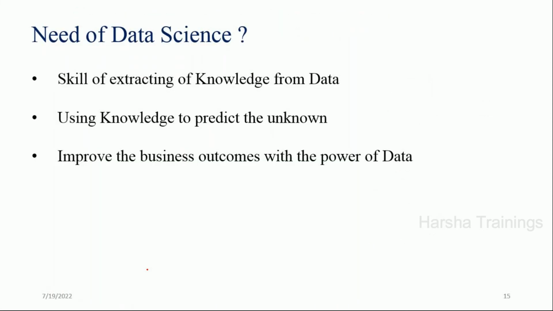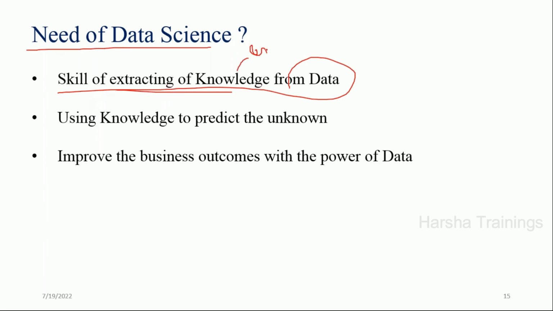Now, what does every data scientist need? The skill of extracting knowledge from the data. How have we done this in these two cases? We are extracting some knowledge from the data. This knowledge is also called inferences, also called patterns, also called relationships.